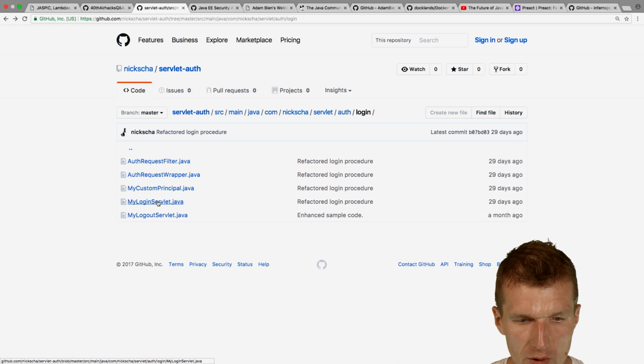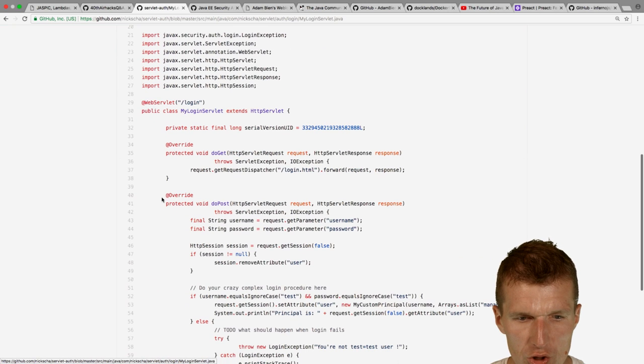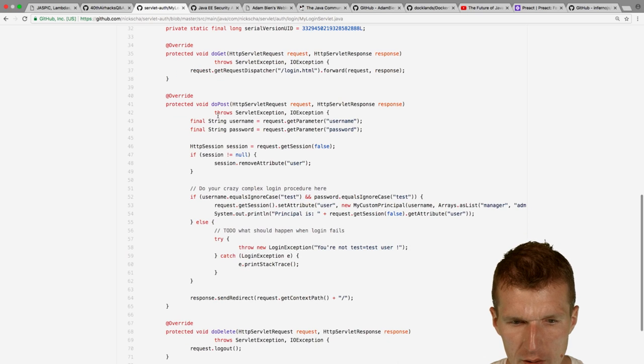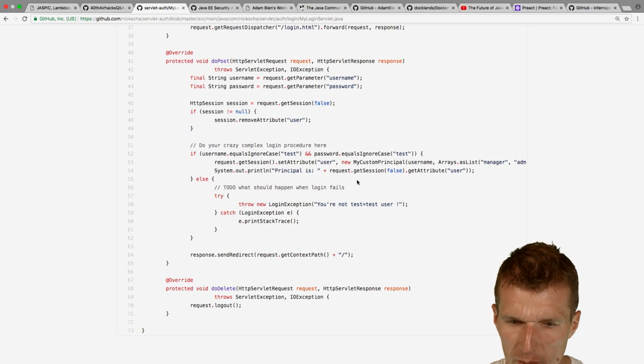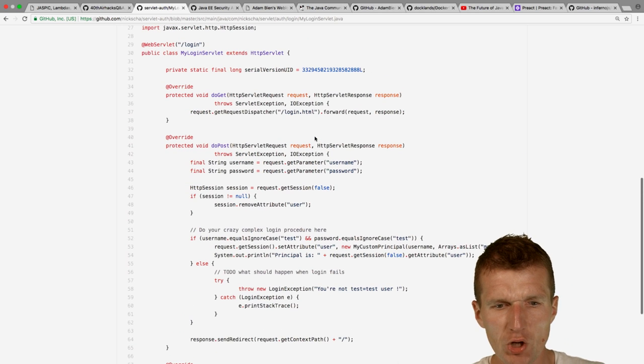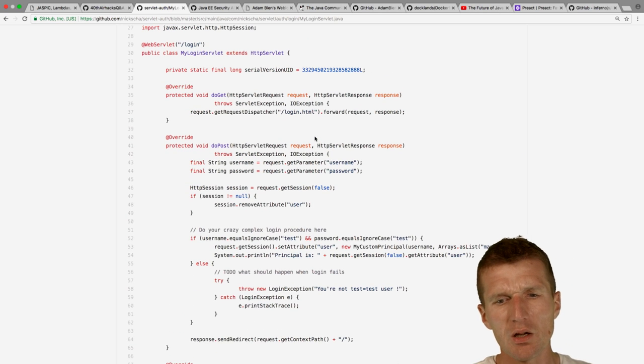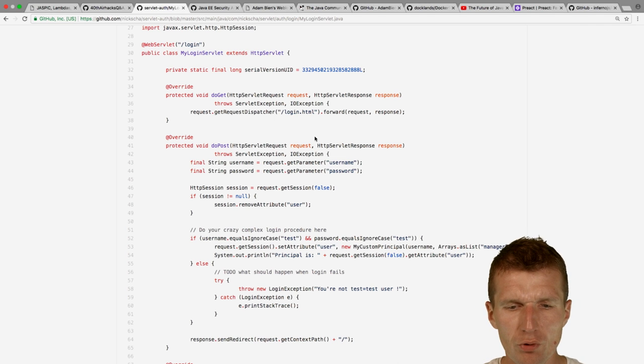And there is a login servlet, and probably what he can do, yeah, he sets the user, my custom principal. I don't get why he did it, because usually you will get the principal through injection, it will be injectable actually. But this works, of course.